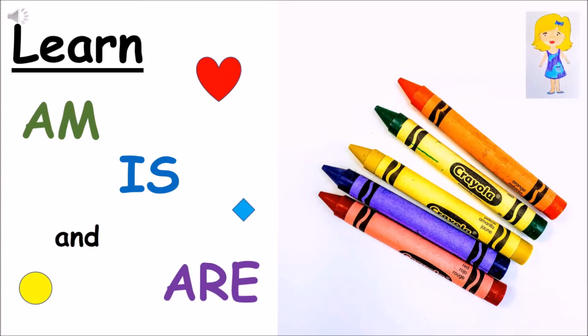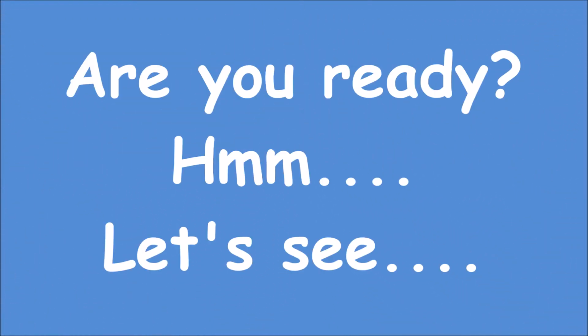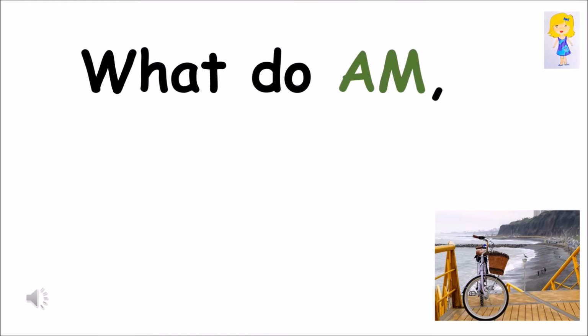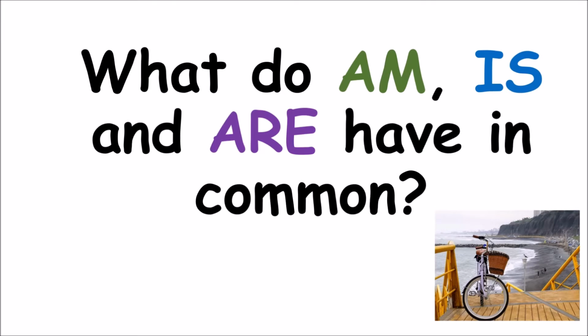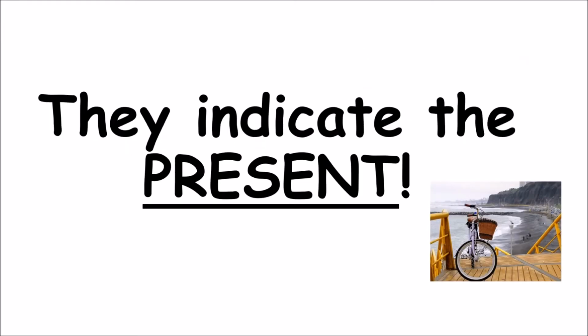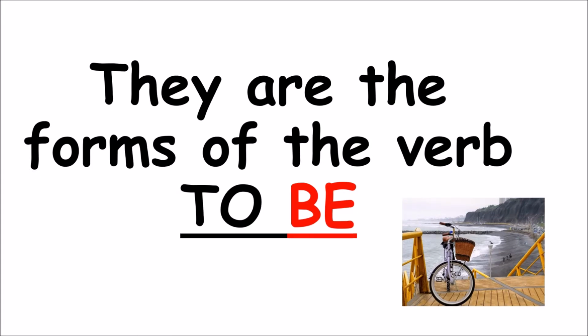Learn am, is, and are. Are you ready? Let's see. What do am, is, and are have in common? They indicate the present. They are the forms of the verb to be.